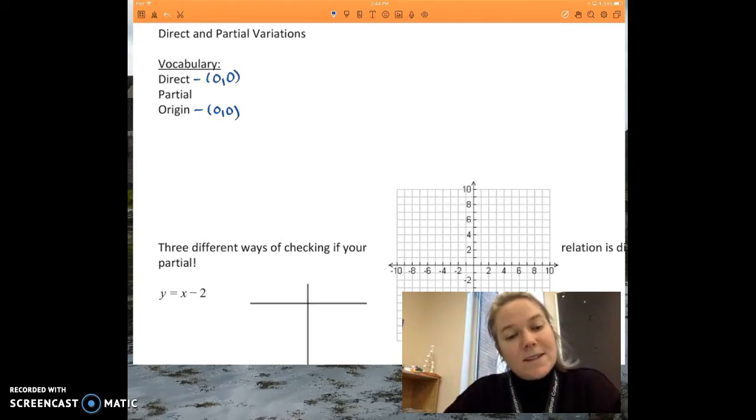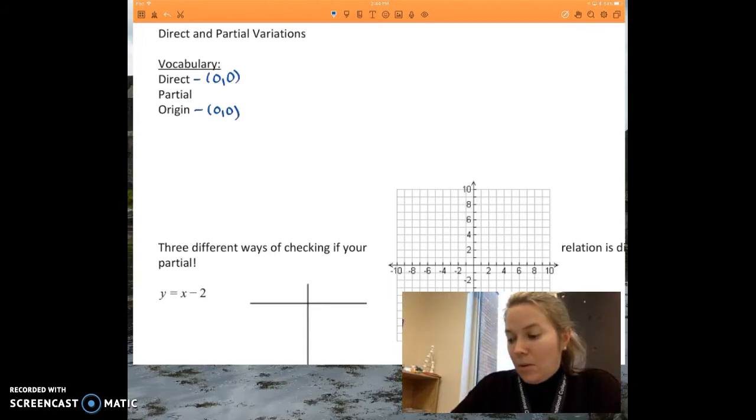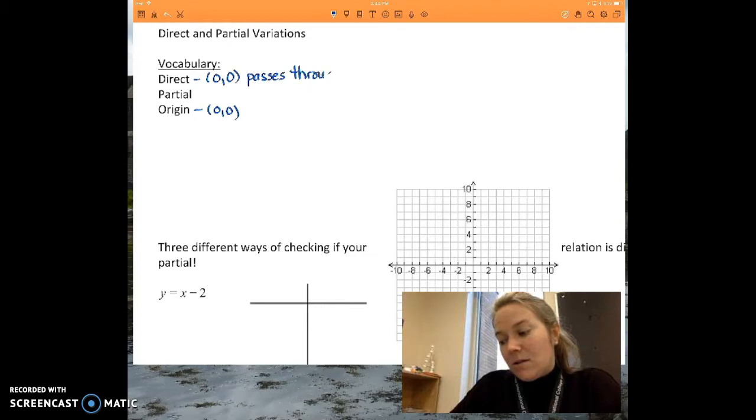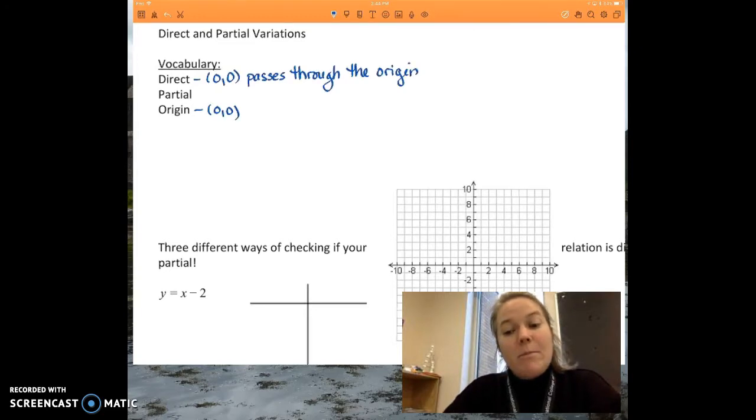So a direct variation passes through the origin. A direct variation passes through the origin. It has a point on it that is 0, 0. And interestingly enough, if it goes through 0, 0, what do you think the b value is? We'll come back to that one in a second.